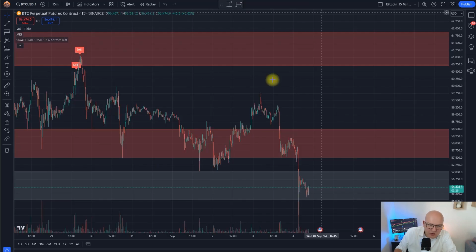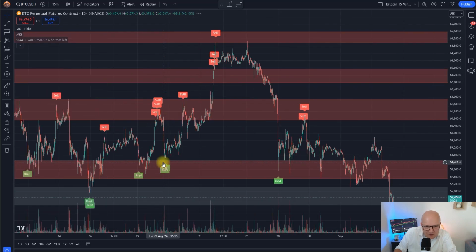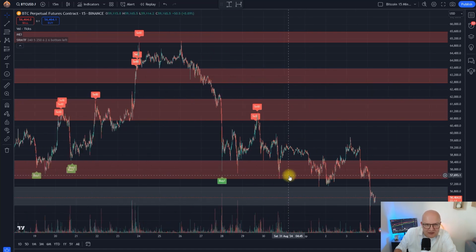For example, here on Bitcoin, I use the 15-minute time frame. You can see the last signals here for Bitcoin too, and see for yourself that this indicator is really quite good at spotting the local highs and the local lows and then generating buy or sell signals there.